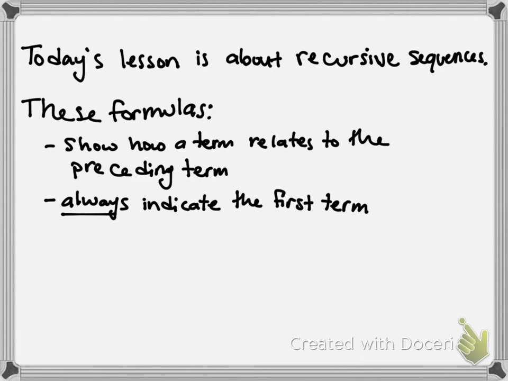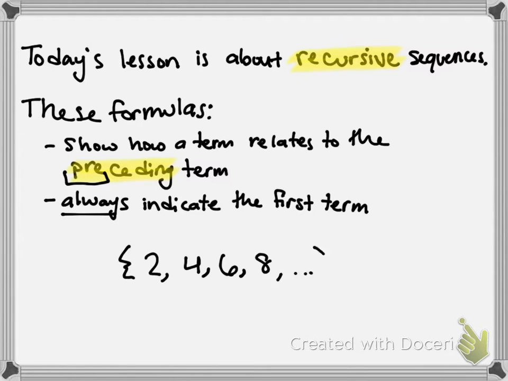Today's lesson is going to be all about recursive sequences. So these formulas show how a term relates to the preceding term. Preceding, if you think about what pre means, it means before. So this shows how a term relates to the term that comes before it. In these formulas, we always have to indicate the first term. So if we look at 2, 4, 6, 8, like we were looking at on the last slide, right? The first term is the number 2. So we have to make sure that we note that in our recursive formulas.